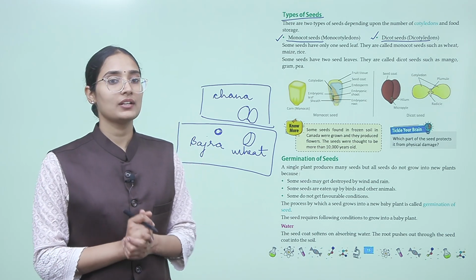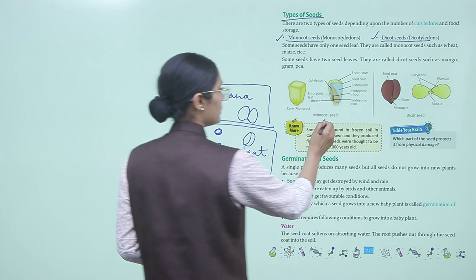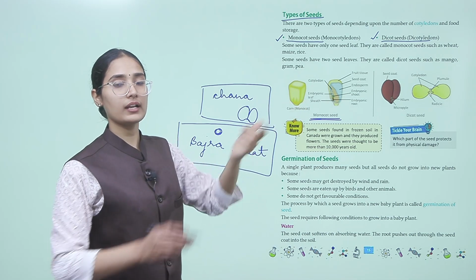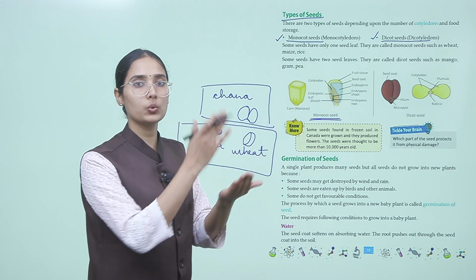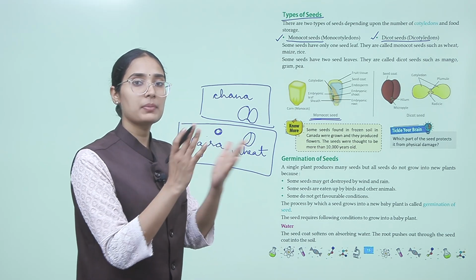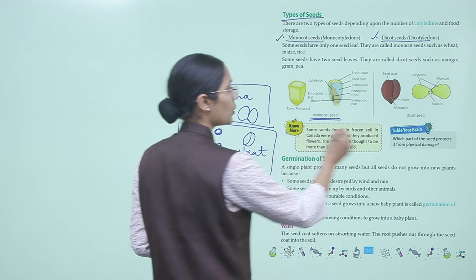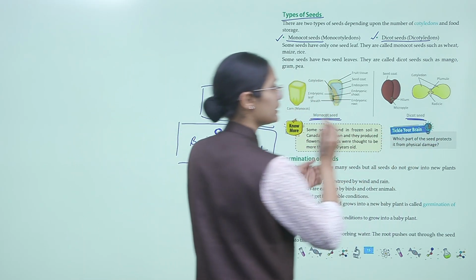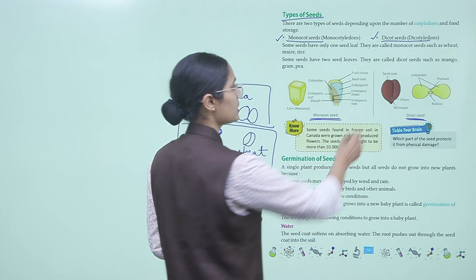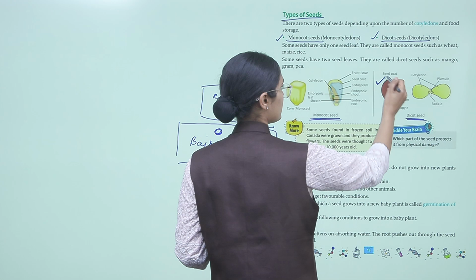Alright students. Now, this is how a monocot seed looks like, right? Just like corn, right? Corn cannot be broken apart into 2, right? There is no natural separation in that. Now, if you see the dicot seed, right, there is a natural separation that you can see easily, right? Just like in the chana seed.